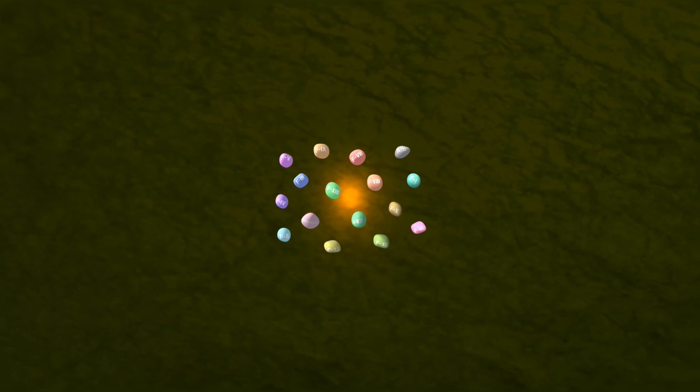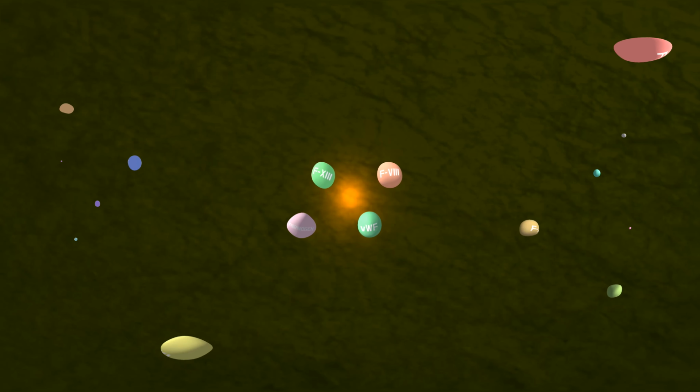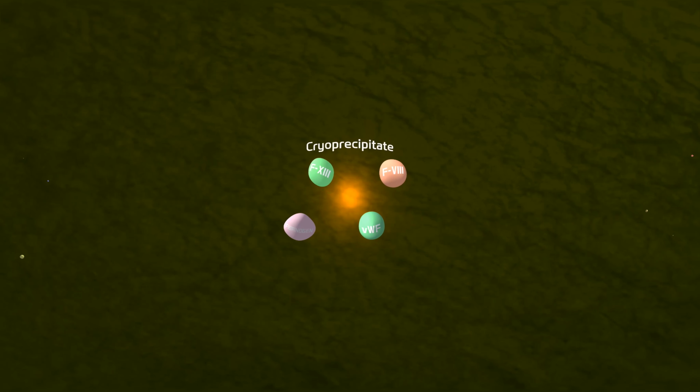It is stored frozen and is thawed when there is a need to replace critical proteins for blood clotting and immunity. Cryoprecipitate is a portion of plasma rich in clotting factors, including factor VIII, factor XIII, von Willebrand factor, and fibrinogen. This product is used to control massive blood loss, for example during trauma.